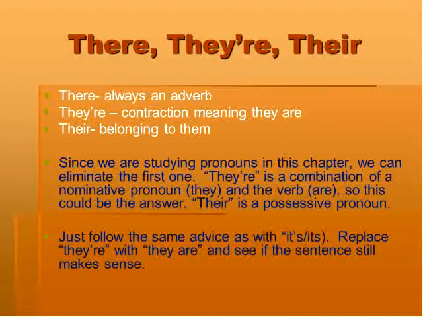Okay. There. You guys need to remember this. There: always an adverb. Okay. And then spell this one out: they are. When you have that apostrophe, a contraction, just spell it out in your head when you're reading it to see if it makes sense. And their, belonging to them. Okay. Possessive pronoun.